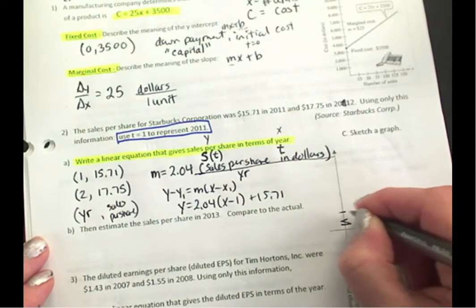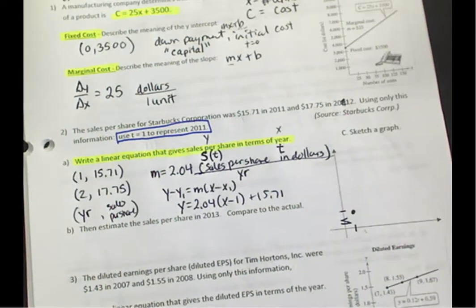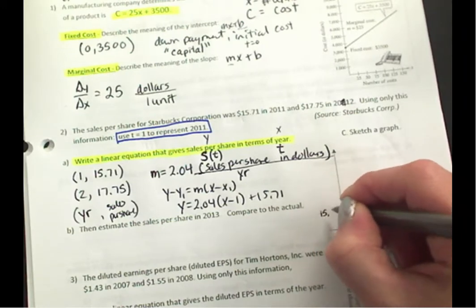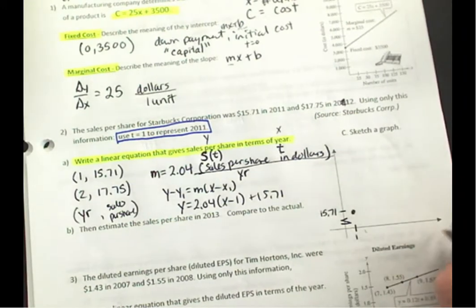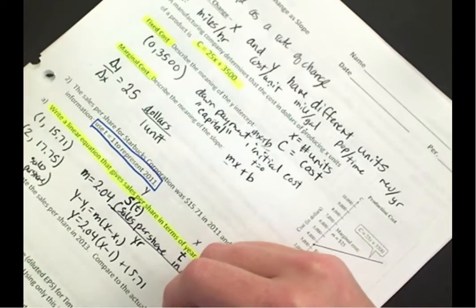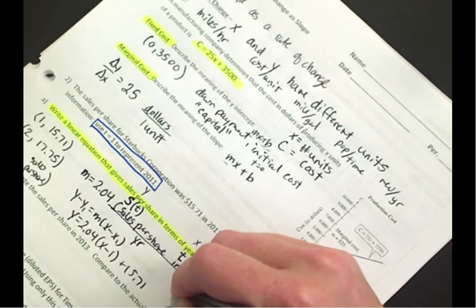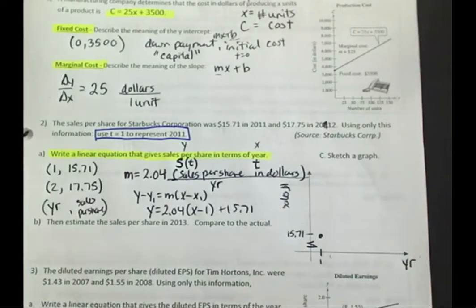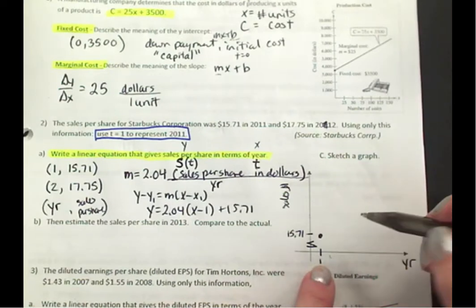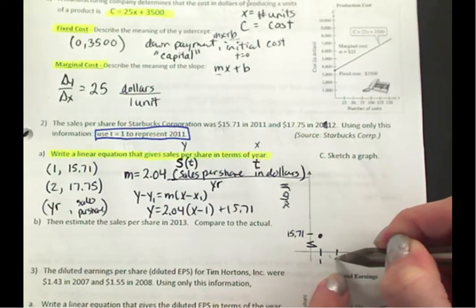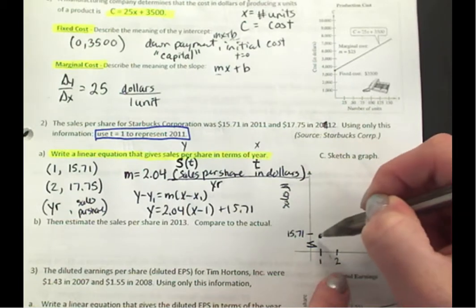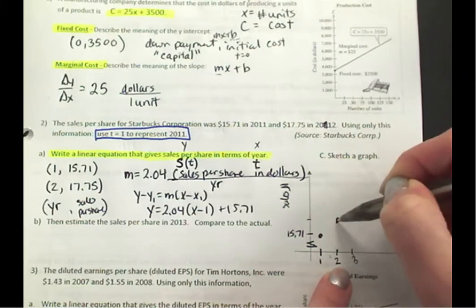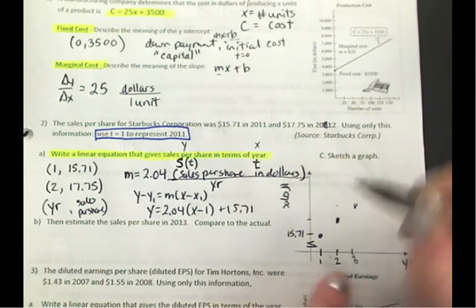There's my first point. 1, 15.75. 7.1. Okay, and we got years, sales per share in dollars. I abbreviated. Two, rise, run. 3, rise, run.